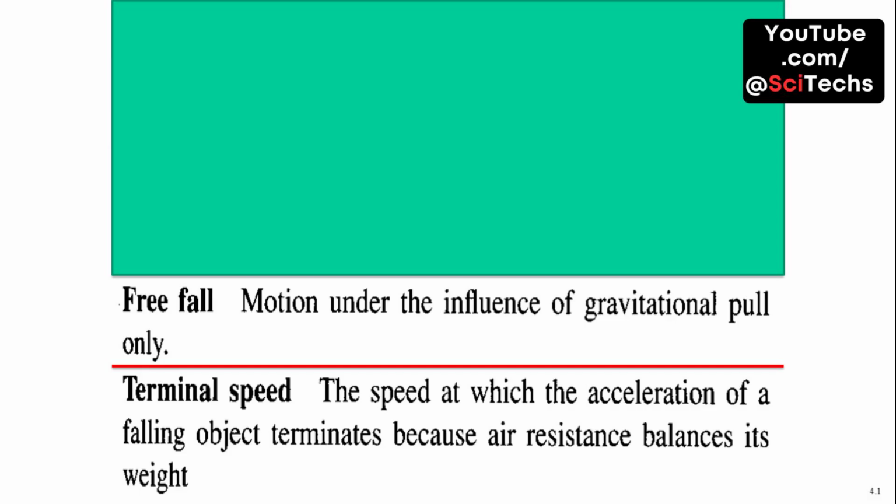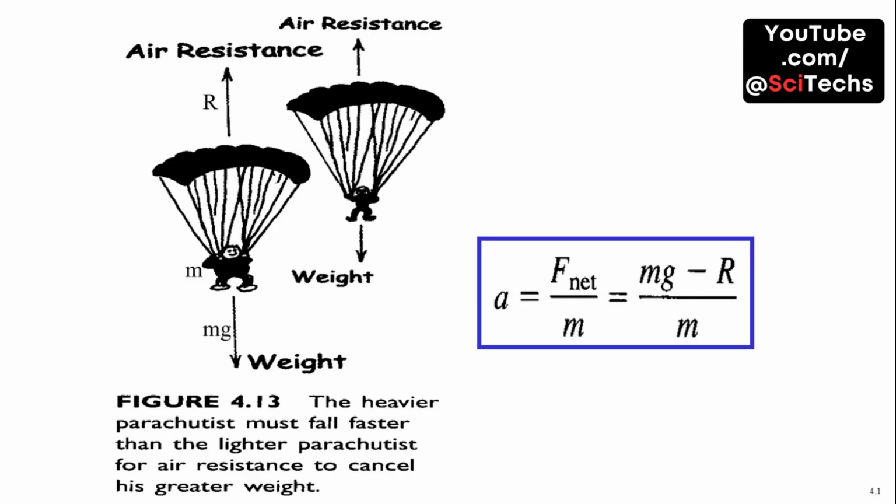Terminal speed is the speed at which the acceleration of a falling object terminates because air resistance balances its weight. A heavier parachutist must fall faster than a lighter parachutist for air resistance to cancel his greater weight. This equation shows how net force and acceleration are calculated.